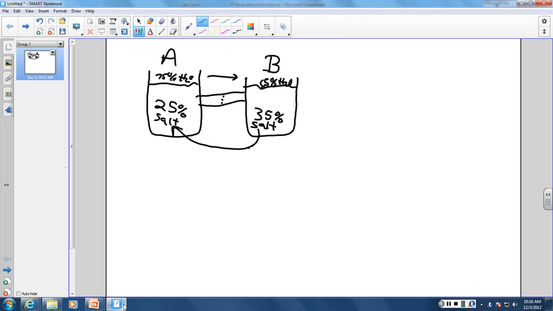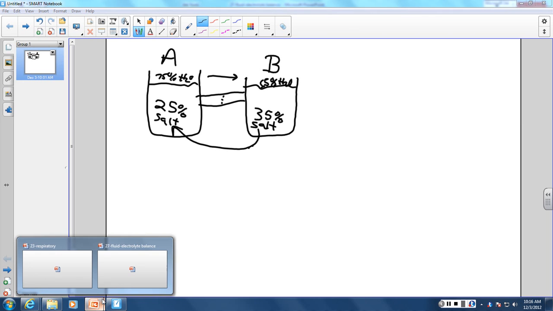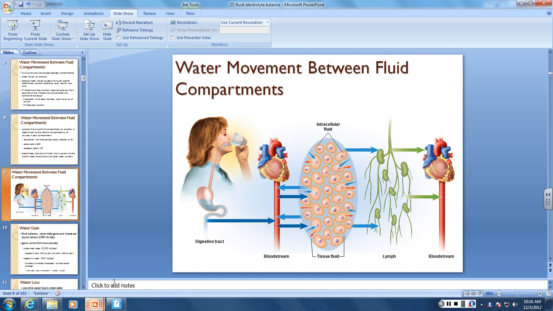So by eating all the salt on your greens, you're increasing the osmolarity of your blood. So that's going to attract more what? Water from the tissues. Exactly. So osmolarity is what determines the movement of water by osmosis. Okay?